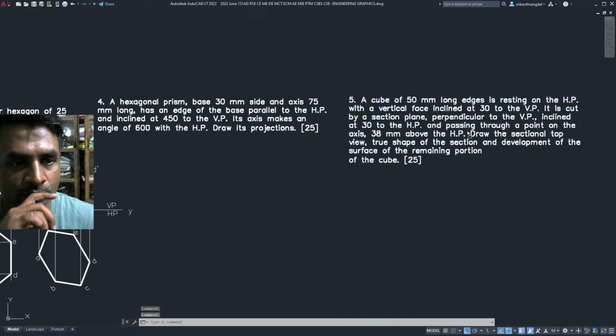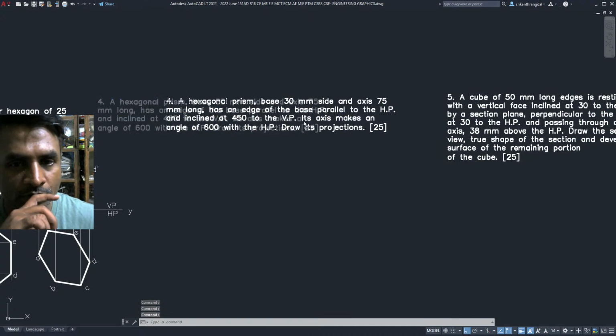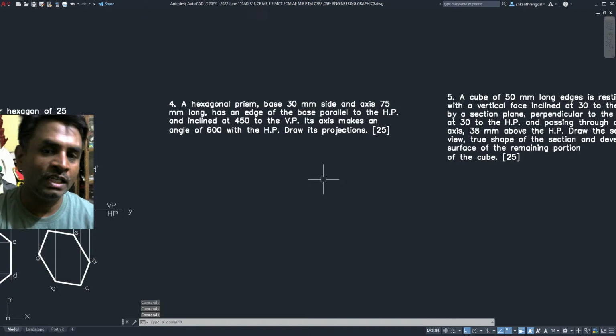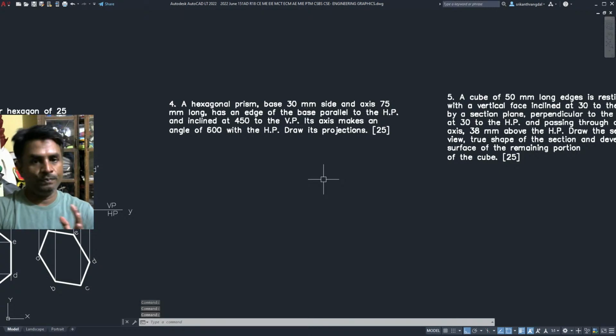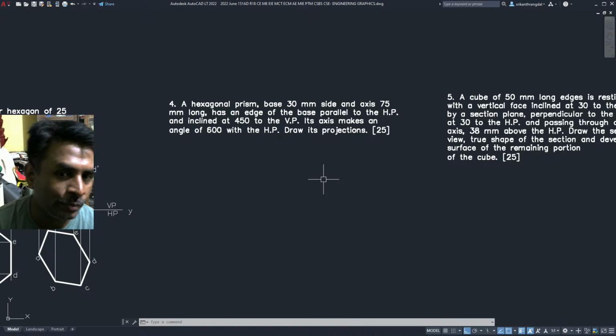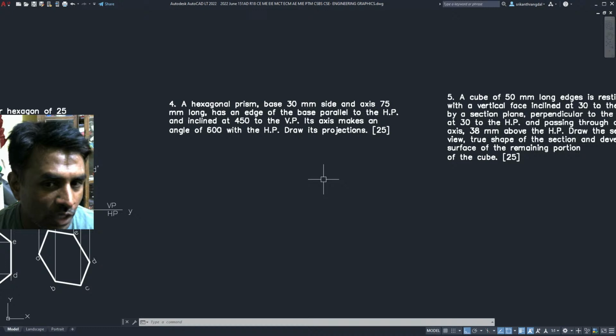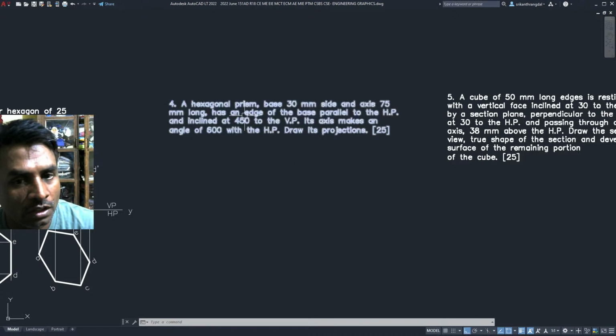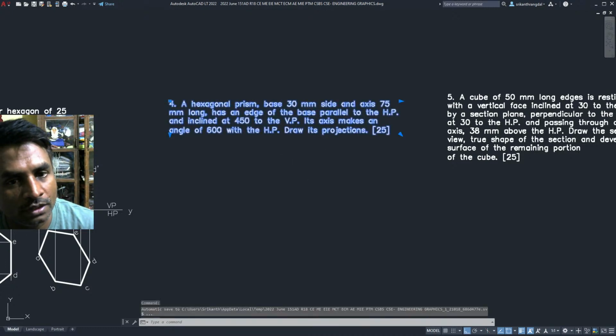Because we're not going to need some space here. So we have a hexagonal prism. Side of the base is 30 mm long and the axis is 75 mm long. It has an edge of the base parallel to HP and inclined at 45. So this is not 450, this is 45 degrees.